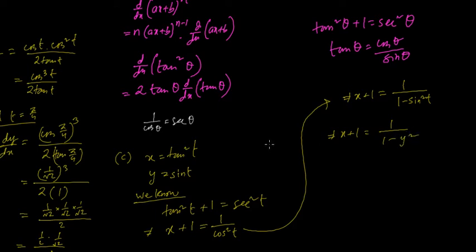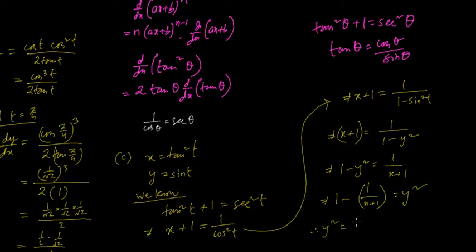Now we have to rearrange it and write y squared equals what? So let's rearrange this. If I put this here and this here, I can write 1 minus y squared equals 1 by x plus 1. So therefore 1 minus 1 by x plus 1, this whole thing equals y squared. So y squared equals 1 minus 1 by x plus 1. That's the Cartesian equation.